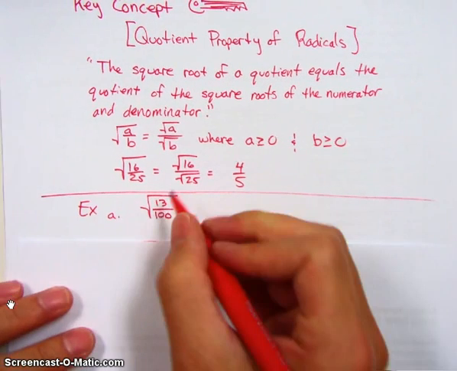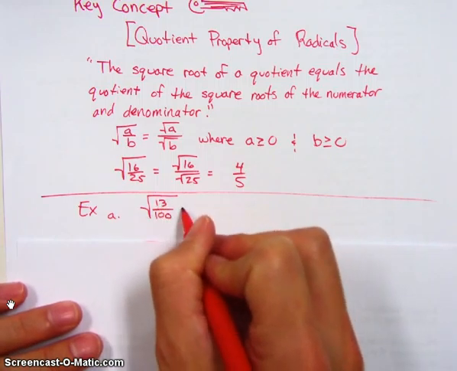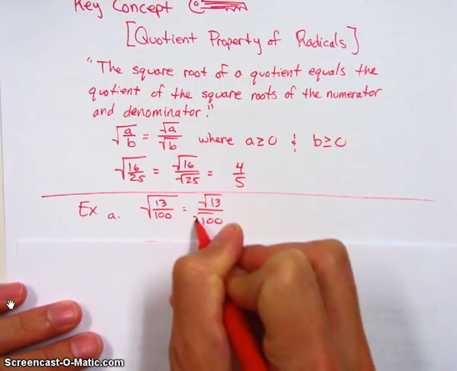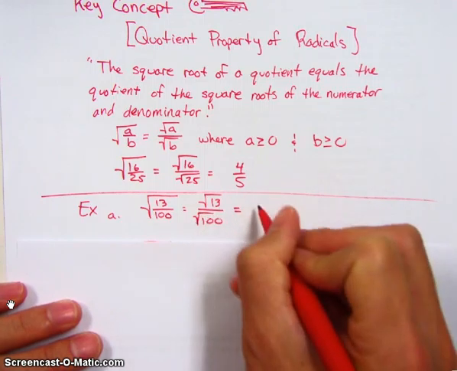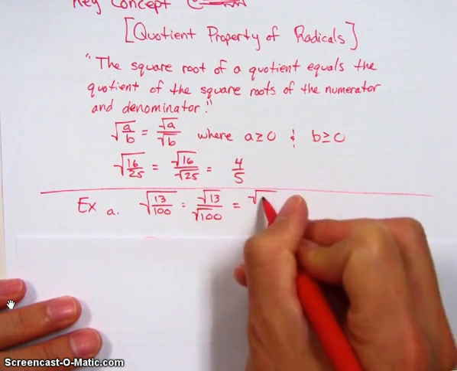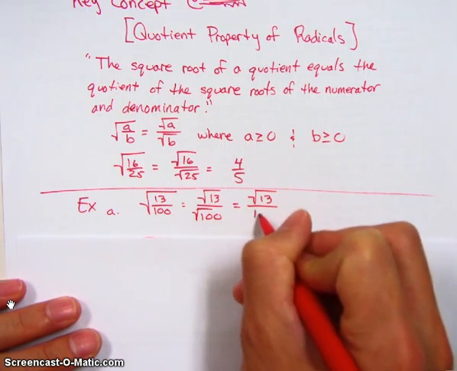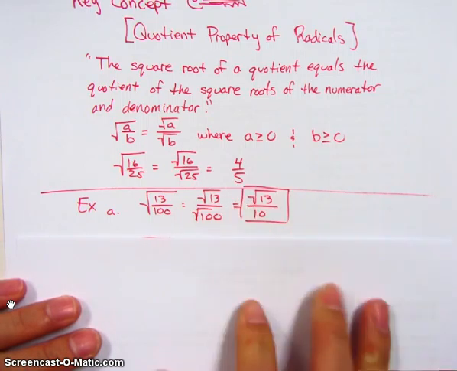All right, so let's see, the square root of 13 over 100, I can write that as the square root of 13 over the square root of 100. And so the square root of 13, well, that's an irrational number. There's nothing I can really do about that. I can't even break it down any further, so that stays the same. But the square root of 100, well, that's 10. And so there's my answer.